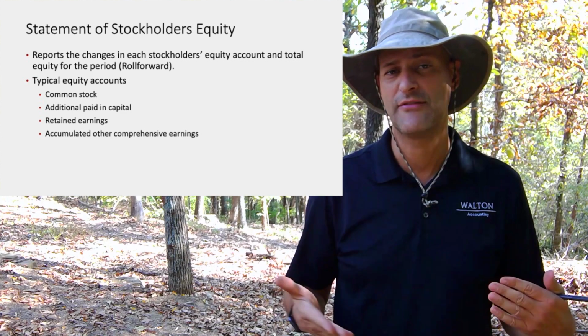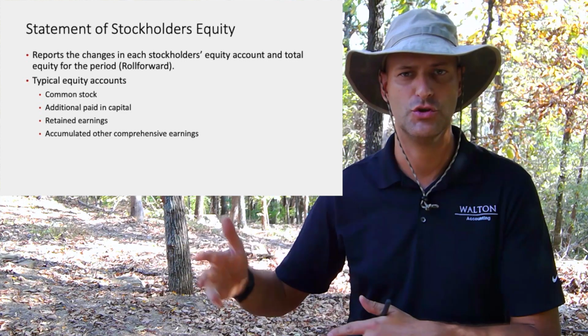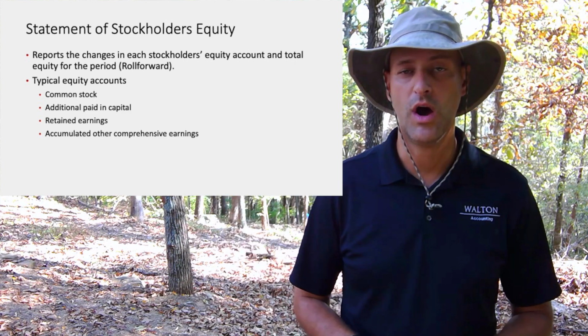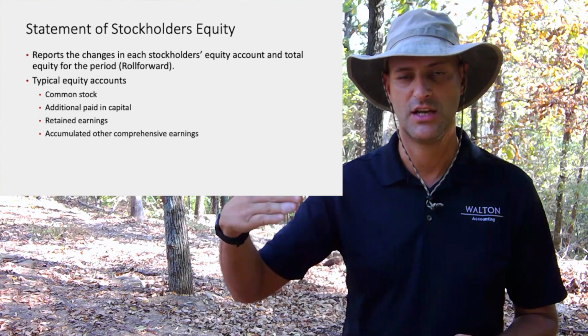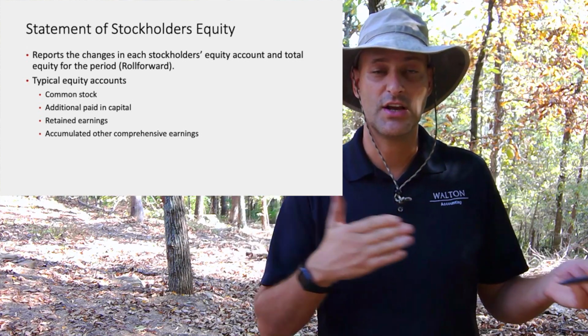We would do the same thing for all of our stockholders' equity accounts, including, say, common stock. If we issue shares of stock, we would say stock issuance, so that account would go up. We have the beginning balance plus the stock issued gives us our ending balance. So that's how we handle stockholders' equity statements.